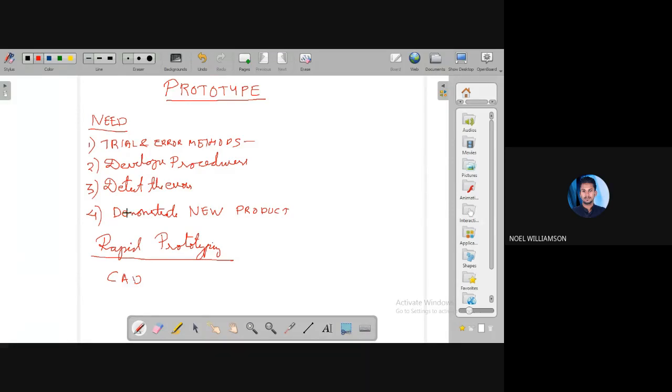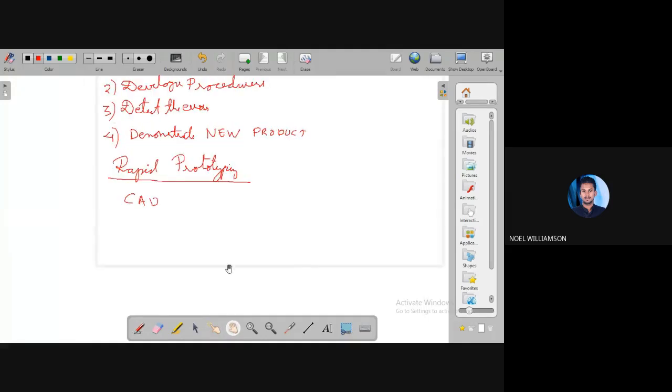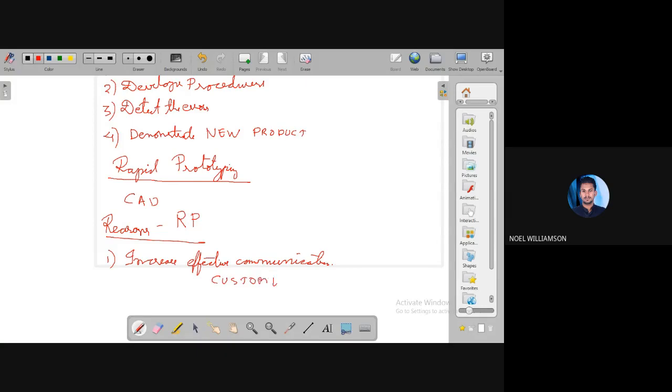Now we can see the reasons for rapid prototyping, why we are using rapid prototyping. First of all, to increase the effective communication. Communication means there is a communication between the customer and developer.